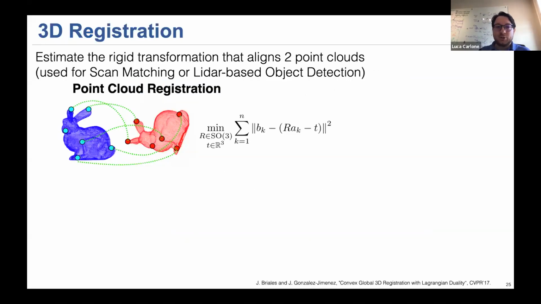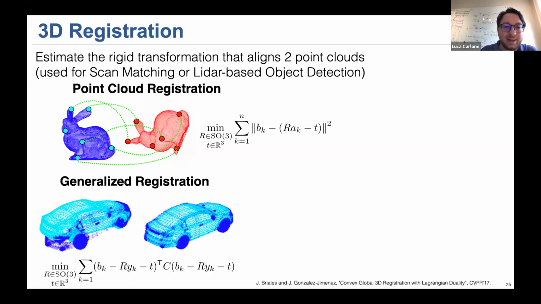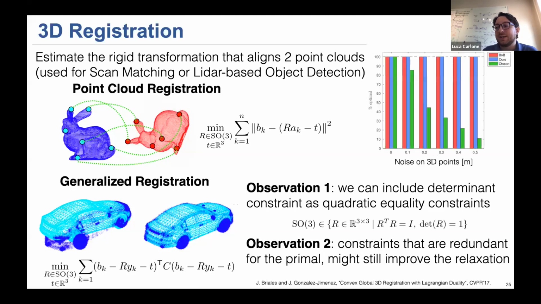So for 3D registration, Anders mentioned in his slide that 3D registration is about aligning point clouds, which is a problem showing up for scan matching in robotics or for LiDAR detection in LiDAR-based object detection. And I think Anders already mentioned that there exists a tight relaxation for this problem. And what I want to stress here is that, well, first of all, I'm showing here again the percentage of optimal tests for increasing noise. And you can see that the relaxation, which is the blue one, is always tight, always successful.